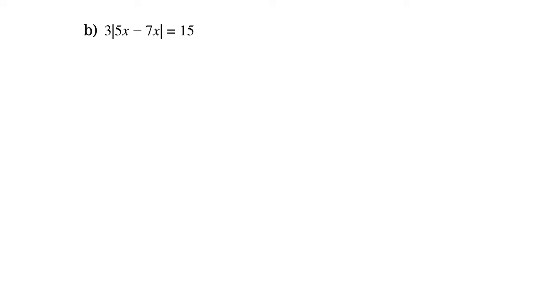So here we go: 3 times the absolute value of 5x minus 7. Oh, this should actually read 5x minus 7. Let's get rid of that x there. Equals 15. So let's start by solving it like a regular function. Let's isolate that absolute value first to make it a little bit easier to work with. So let's get rid of that 3. So the absolute value of 5x minus 7 is equal to 5.